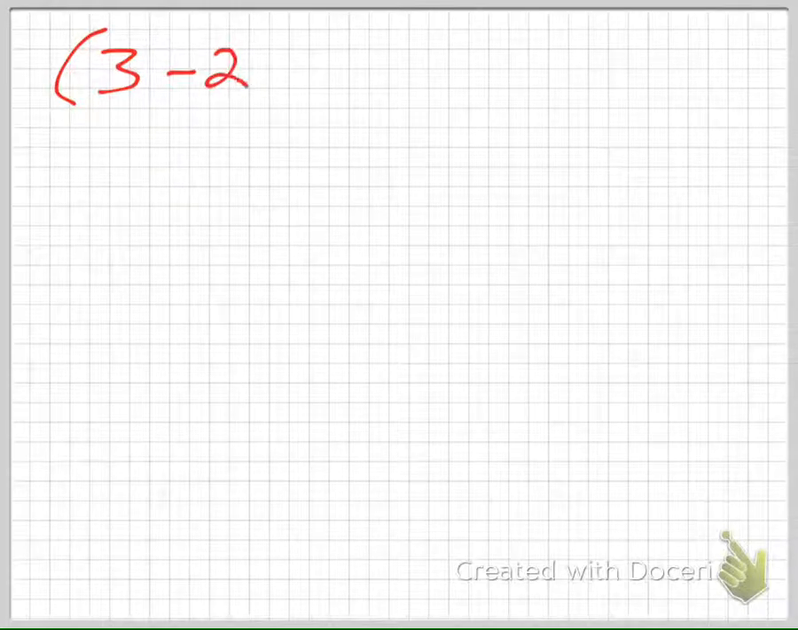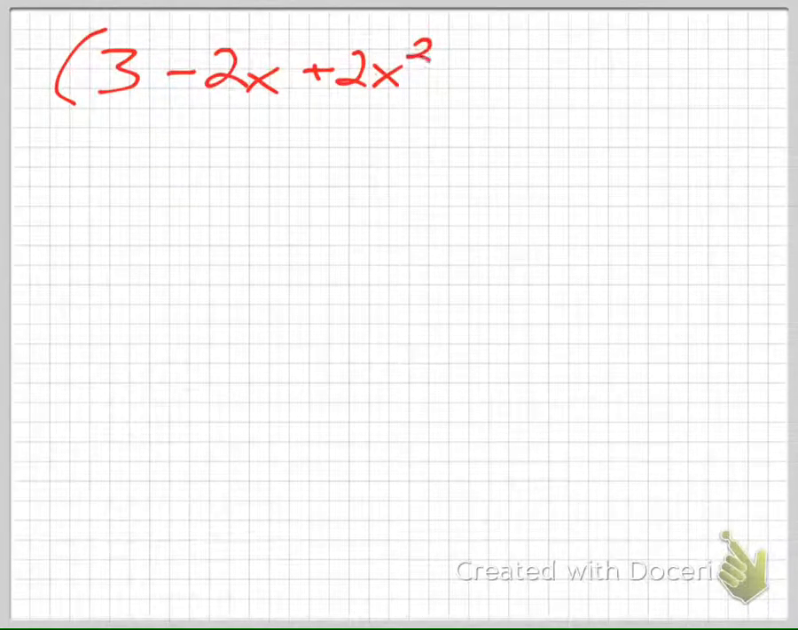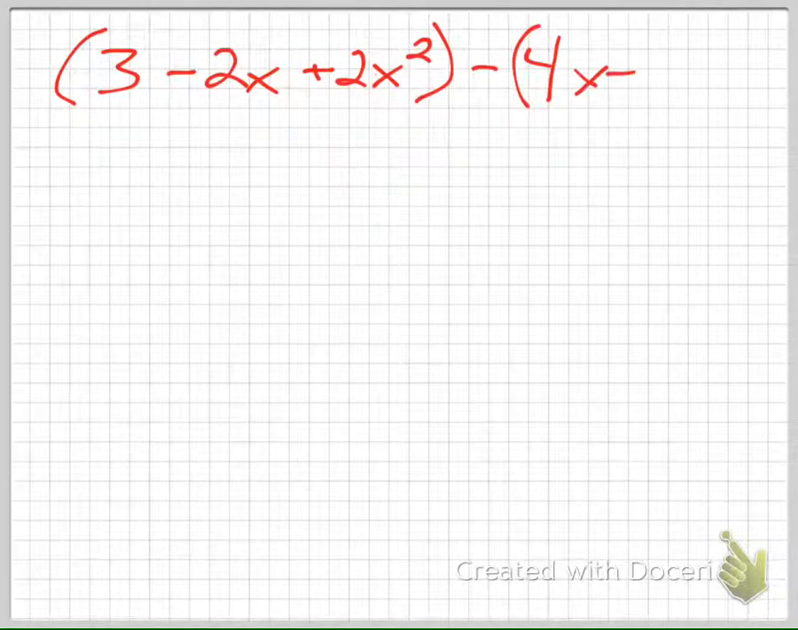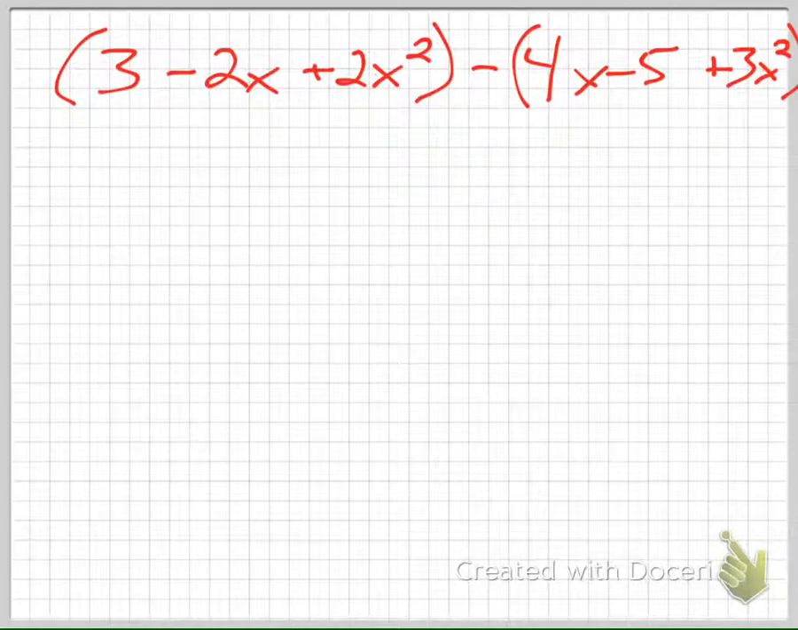It's no different than what we've done. It's a simple one. 3 minus 2x plus 2x squared minus 4x minus 5 plus 3x squared. Okay. Doing it the vertical way, look, watch.